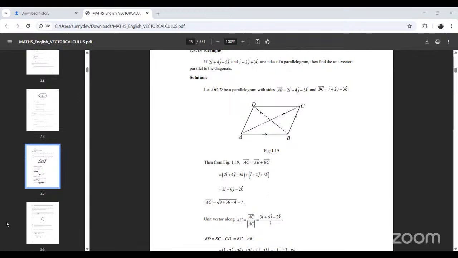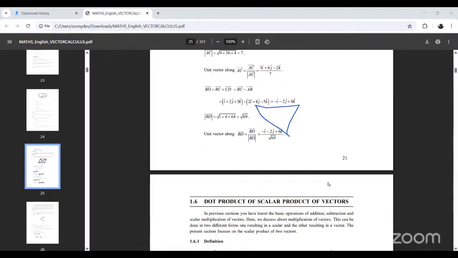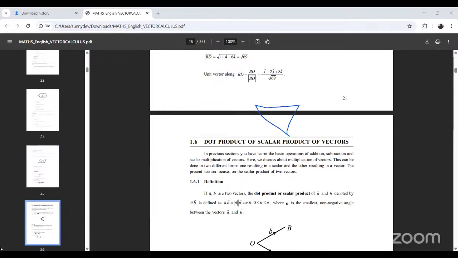So we need to find BD, no? That is nothing but BC plus CD. Okay, next we have to find that. And the unit vector along BD is BD by mod of BD. Okay, next.